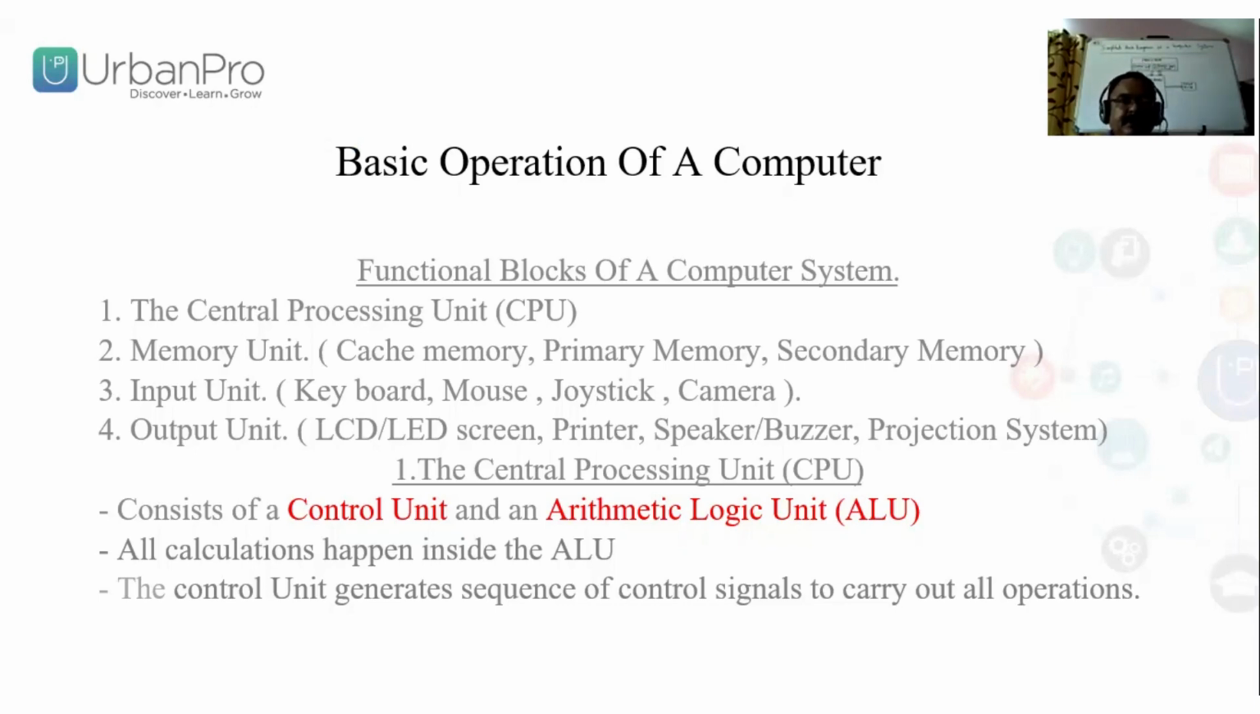The central processing unit is one of the functional units that consists of the control unit and the arithmetic logic unit. All calculations happen inside the ALU or arithmetic logic unit. The control unit generates a sequence of control signals. Control signals are generated by the control unit to carry out all operations.